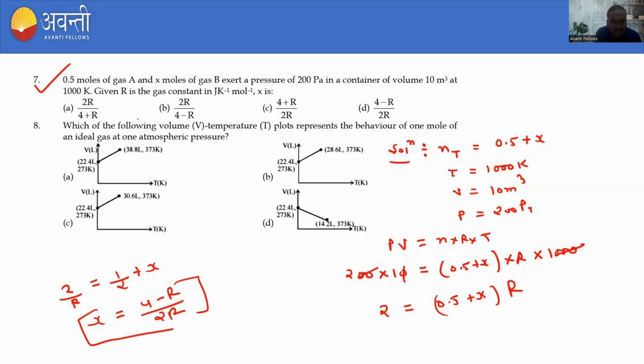So which option is correct? 4 minus r upon 2r. Yeah, that is option number D. So option D is absolutely correct for this question.